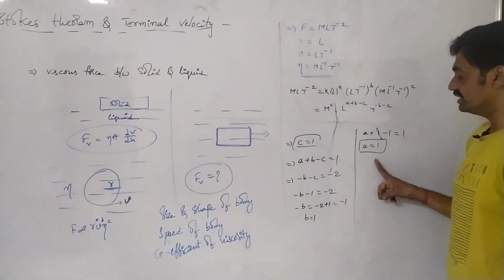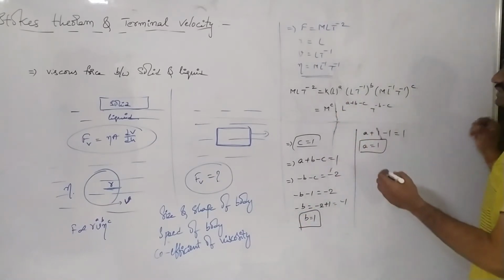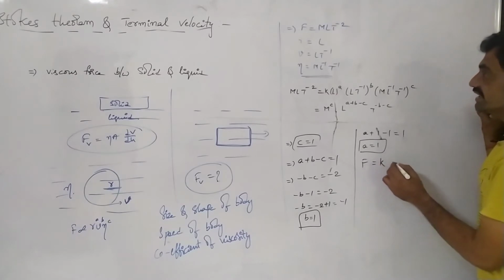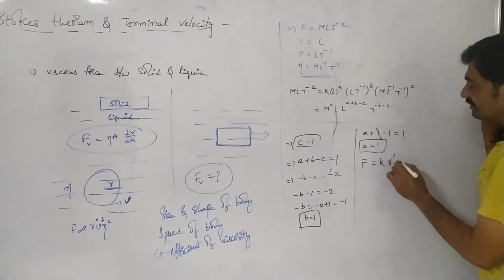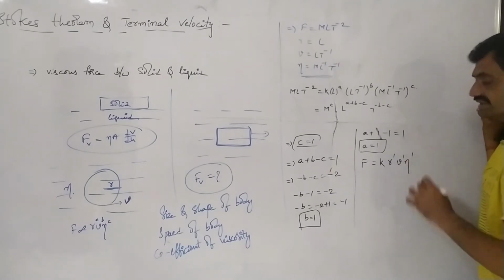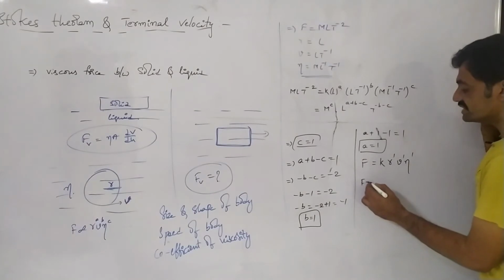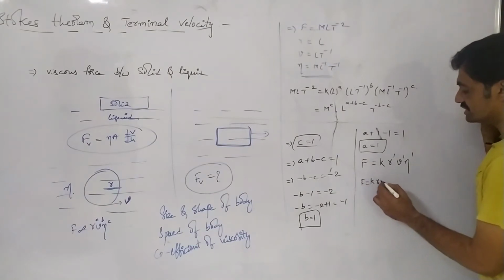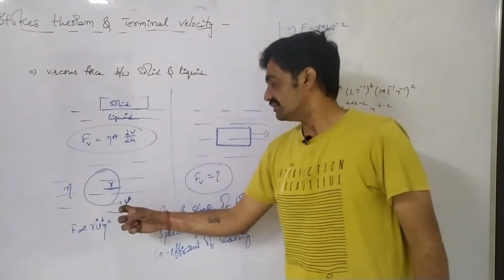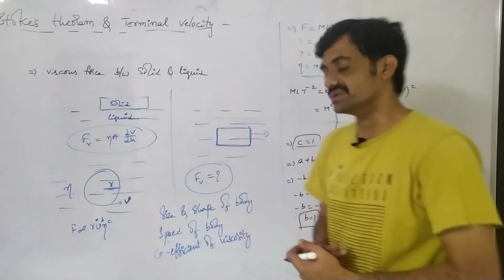Now we got the value of a as 1, c as 1, and b as 1. As we substitute, the force expression can be given as F equals k into r to the power of 1, v to the power of 1, and eta to the power of 1. So here this is the expression given by Stokes based on the radius of the sphere, speed of the sphere, and coefficient of viscosity acting on the sphere.